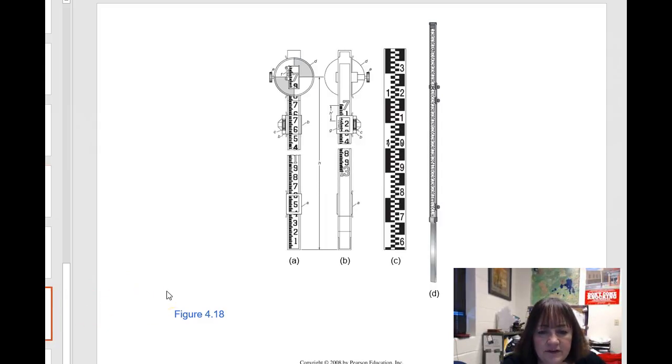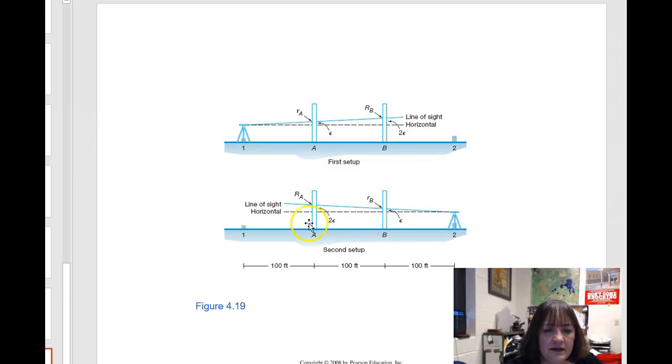Here are old friends, the Philadelphia rods. We've talked about how these work, starting at a smaller number, working upward to a larger number. Smaller readings on the rod indicate higher elevation. The difference in readings on the rod, if you leave the machine stationary, will give you the difference in elevation between those two points. All right, and this is what happens if you don't level your level.